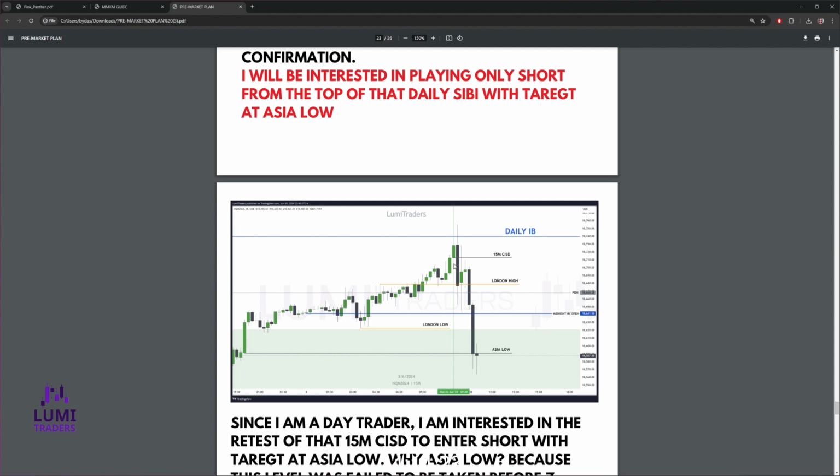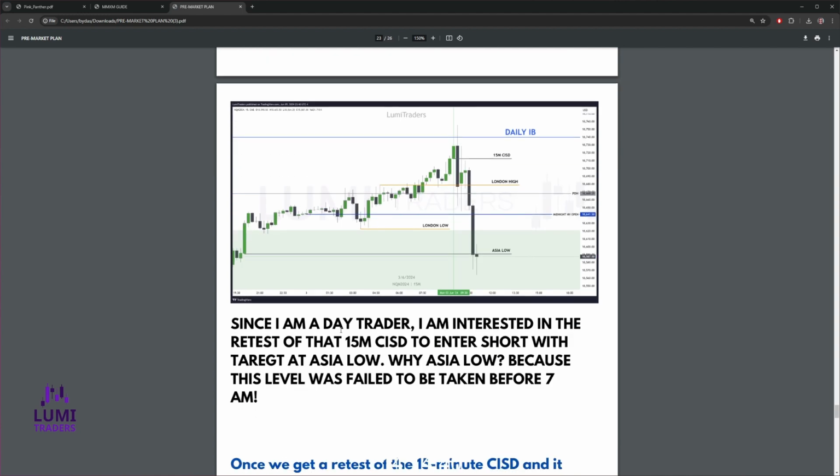So as we can see, at the open we simply continued going higher to the top of the daily fair value gap, where a 15-minute change in the state of delivery formed. We got a retracement back up to the main threshold of this order block and continued going down, where? To the Asia low.